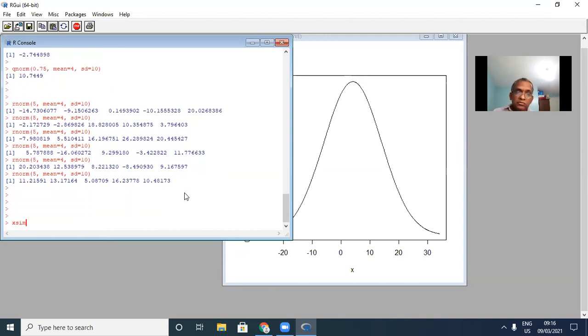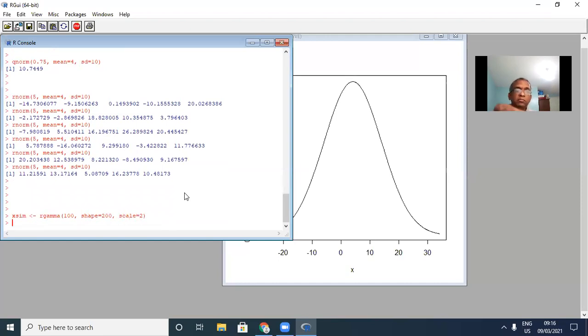To do that, let me simulate some data, right? So I'm going to simulate the data from a gamma distribution. I mean, you might have talked about the gamma distribution in probability 1 last semester. So what I have done here is I have simulated 100 random numbers from a gamma distribution with parameters 200 and 2. The shape parameter is 200 and the scale parameter is 2.